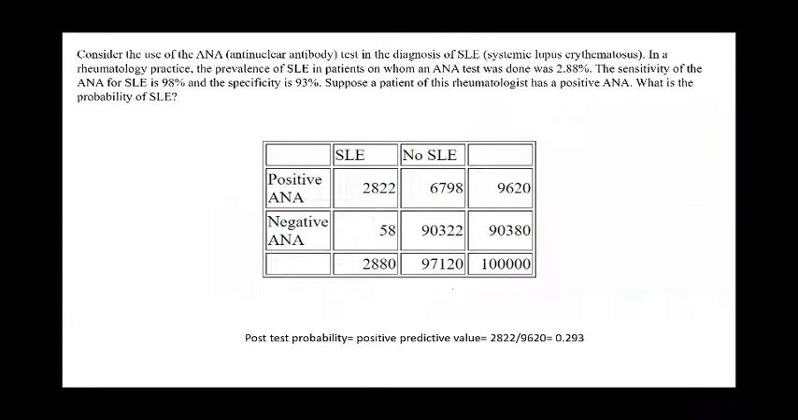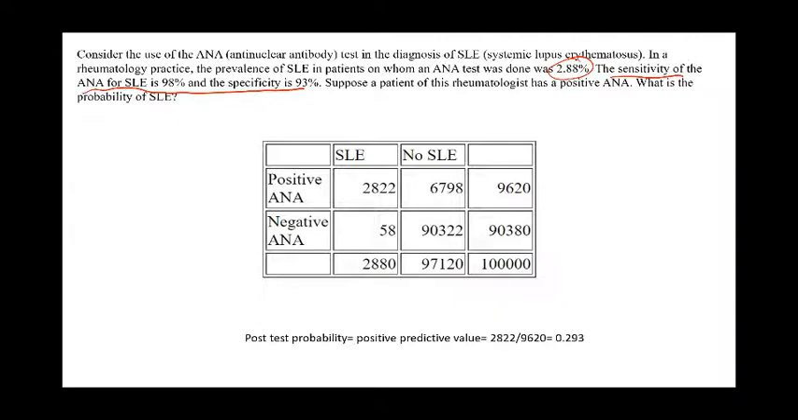So we'll consider an example. Here we're using the antinuclear antibody test in the diagnosis of SLE. In a rheumatology practice, the prevalence that they have seen normally is 2.8. So this is the pre-test probability. The sensitivity of ANA for SLE is 98% and specificity 93%. This is of the test. They've already seen that this test has particular sensitivity and specificity. Also with this, the likelihood ratios will be given.